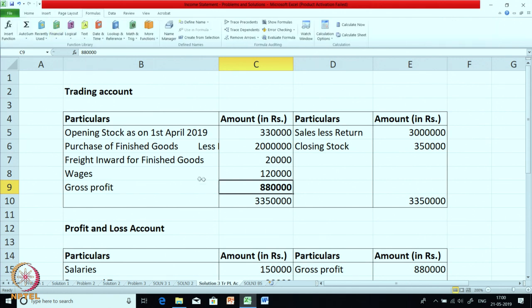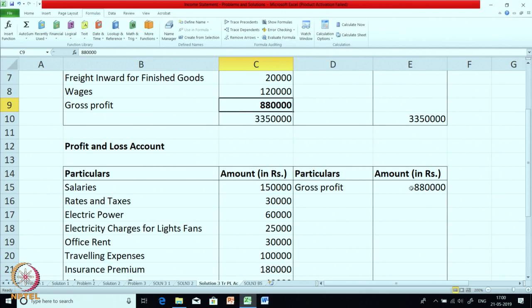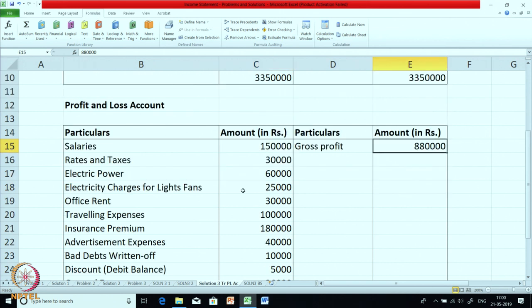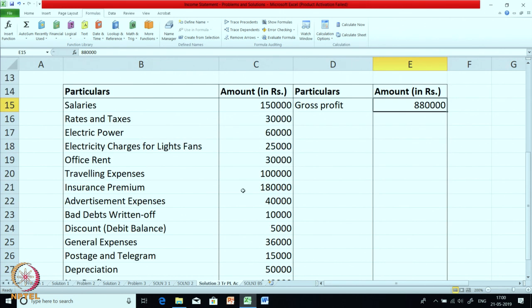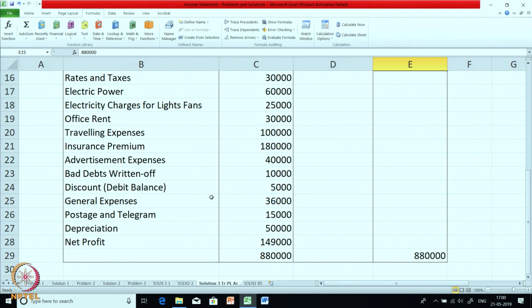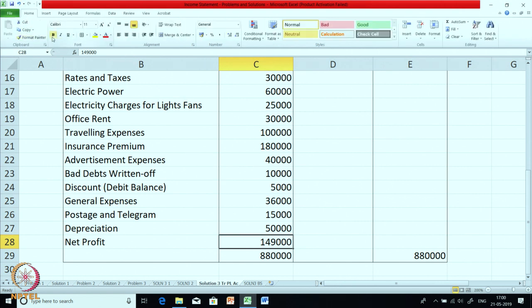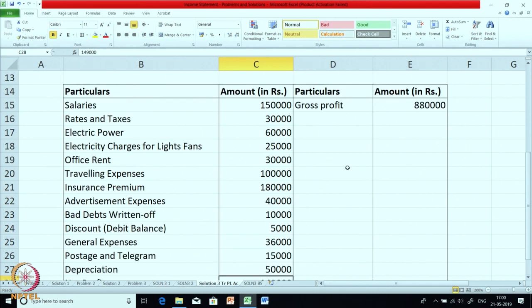This 880 is then carried to the lower part of P&L, known as profit and loss account, and then we will list out all the expenses to get a net profit of 149,000. Have you got this? This is the profit and loss account. Let us go to balance sheet now.